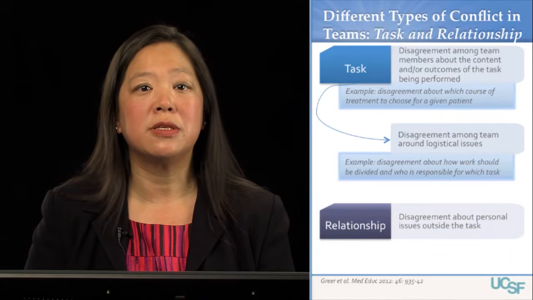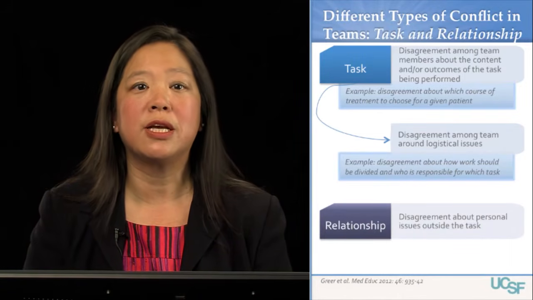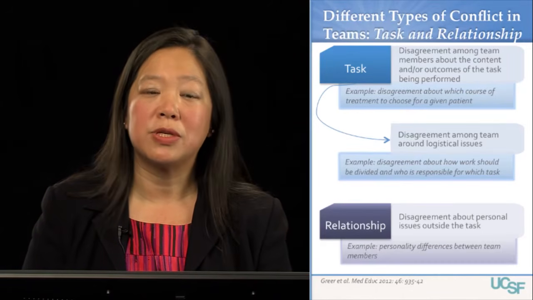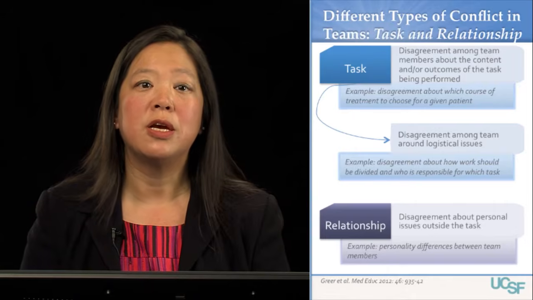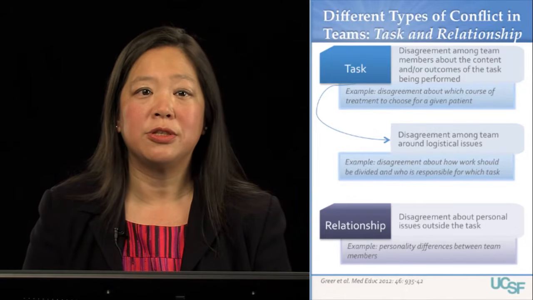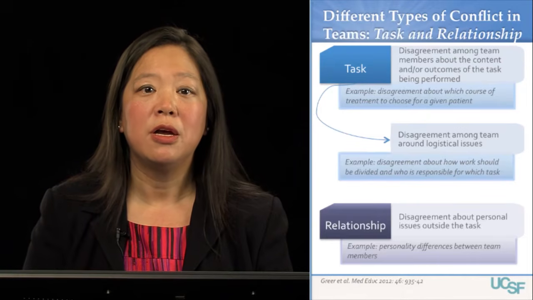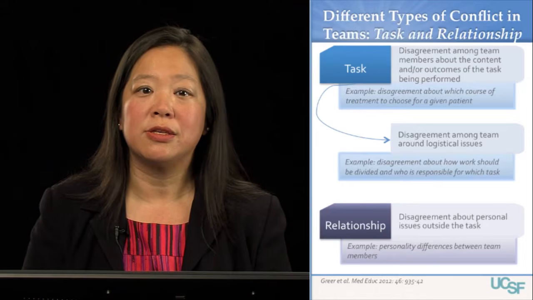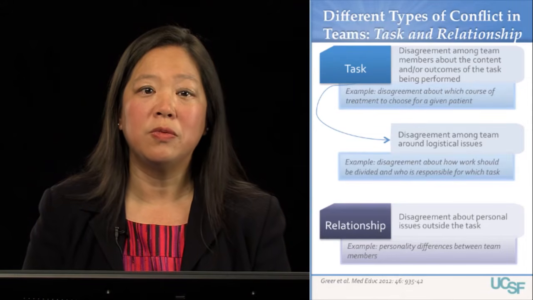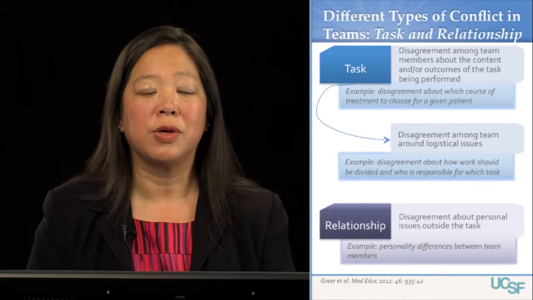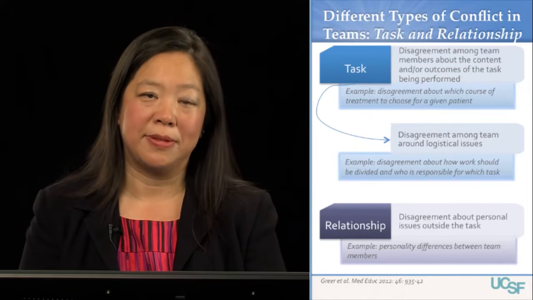Relationship conflict encompasses disagreement about personal issues that are outside of the task. An example of this would be personality differences between team members resulting in a conflict. Status, power, reputation, style, and recognition are contributing factors to relationship conflict. In this case, there's a relationship conflict as Dr. Williams feels offended by Dr. Miller's accusation regarding his professional competence.